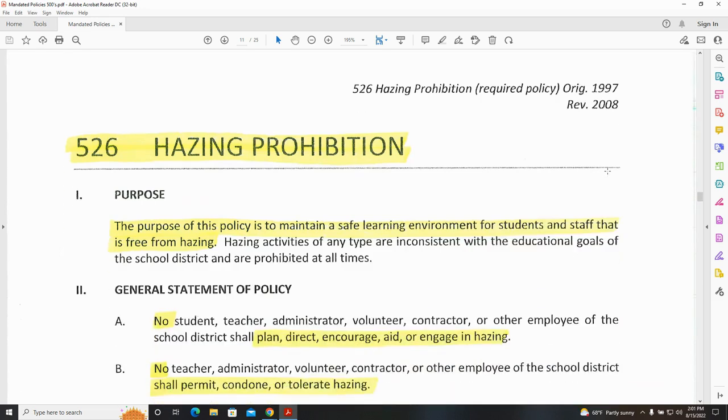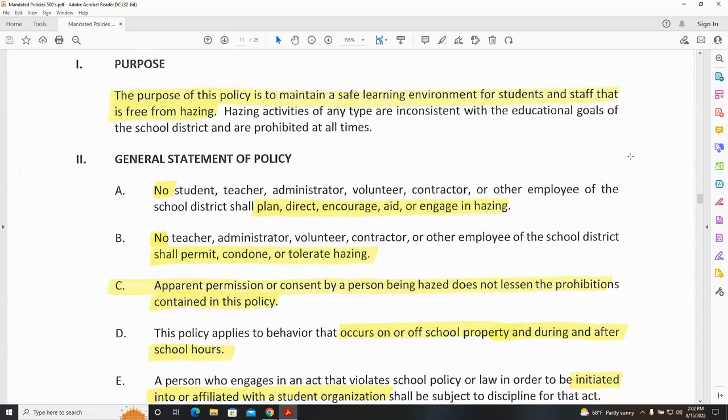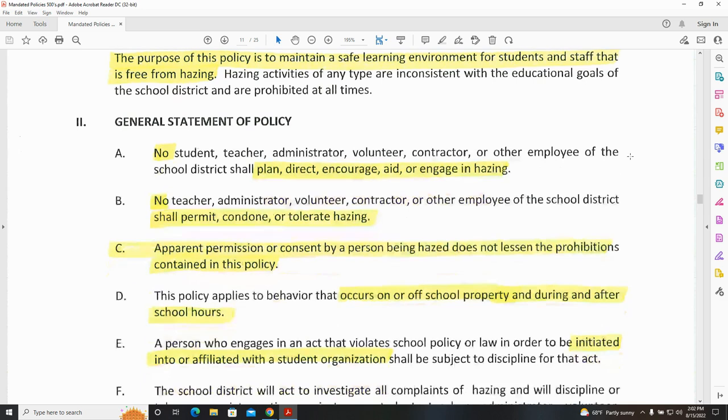This is followed up by policy 526 on hazing prohibition. And the purpose of this policy is similar. It's to maintain a safe learning environment for students and staff that is free from hazing. And the big thing here, the difference between hazing and bullying, is that hazing is typically connected to some sort of school activity. It is some sort of a way of bringing a student into that activity through a totally inappropriate behavior.